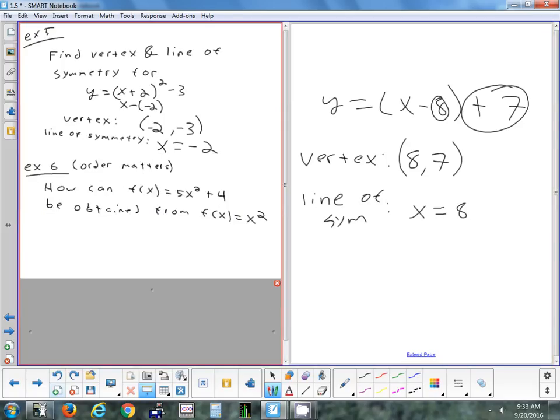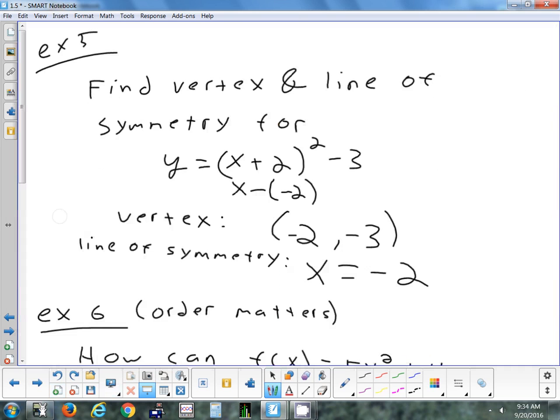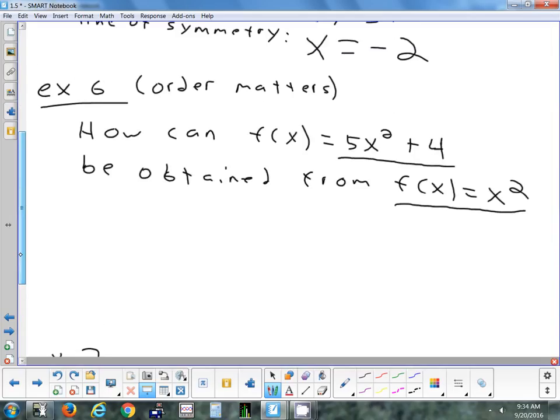Right, so it's always the number after the minus sign and the number at the end. All right, so let's do the same thing we did in an earlier example. I want to explain how I can get this from that. Okay, how many transformations are they doing this time to change f of x equals x squared into 5x squared plus 4? Yep, there are 2.